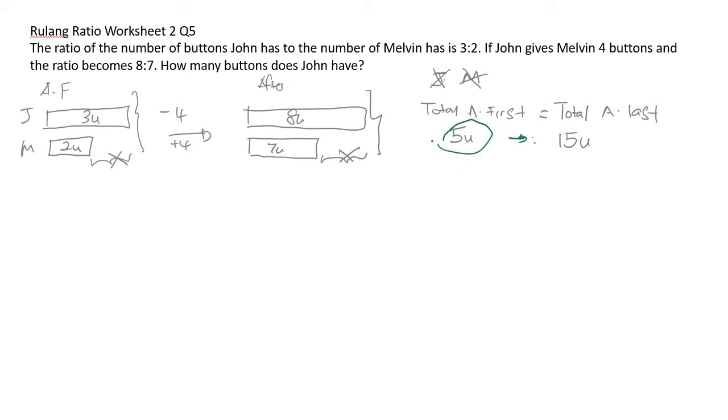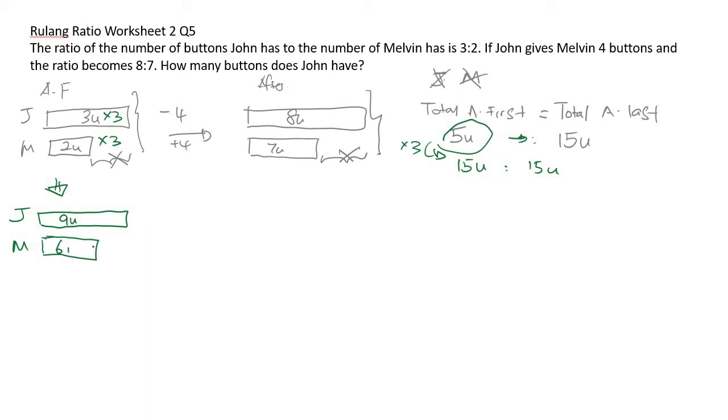How do I change? This one times 3. So it becomes 15 units and 15 units. Now I can start my solving of the problem. So here is times 3, here is times 3. Then I will have what? Over here, when I remodel, I will have 9 units. And here I will have 6 units.